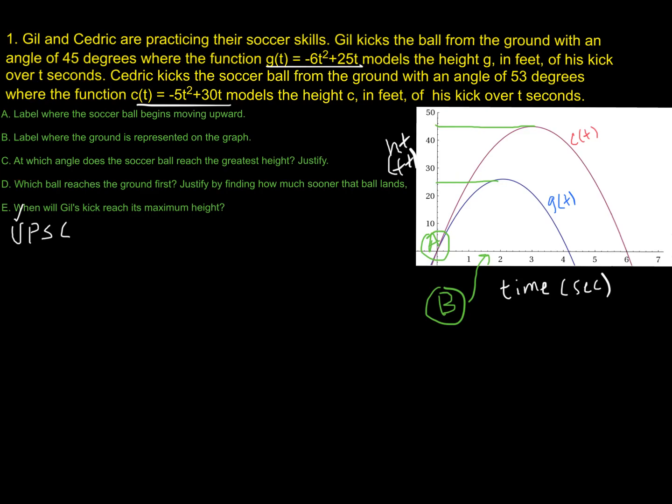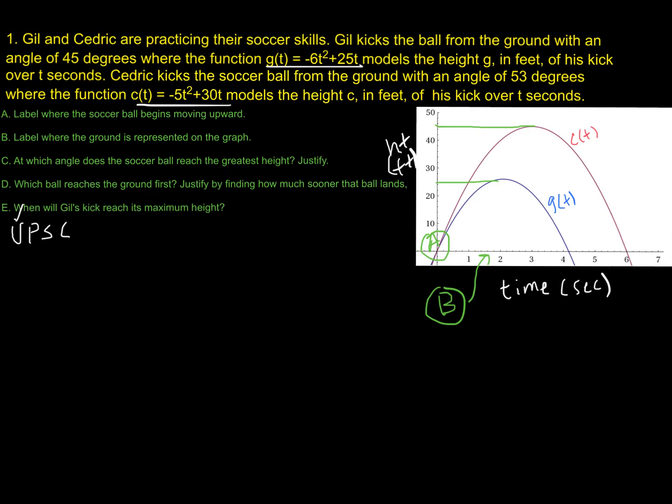All right, D, which ball reaches the ground first? Justify by finding how much sooner that ball lands. So there's two parts here. The first is which ball reaches the ground first. And since we already know where the ground is, what we're looking for is which ball is going to hit our x-axis first. Okay, so that's where I'm understanding what the question is asking me to find. And so I can look just at my graph, and I told you that, right, the graph is going to be really helpful here.